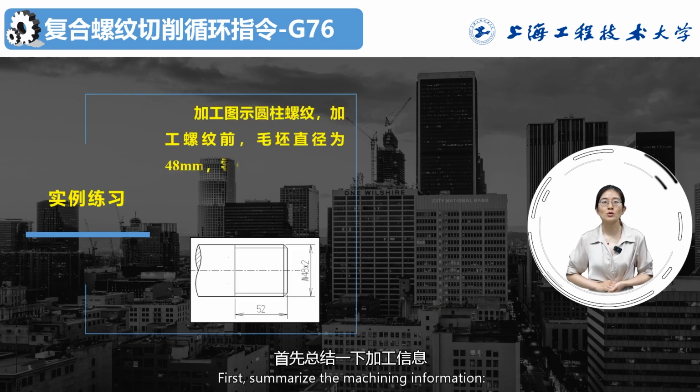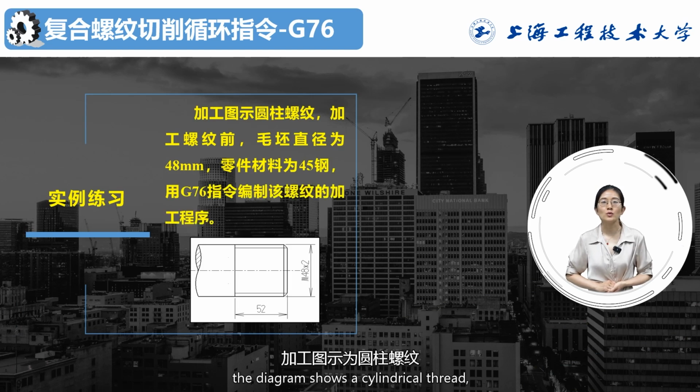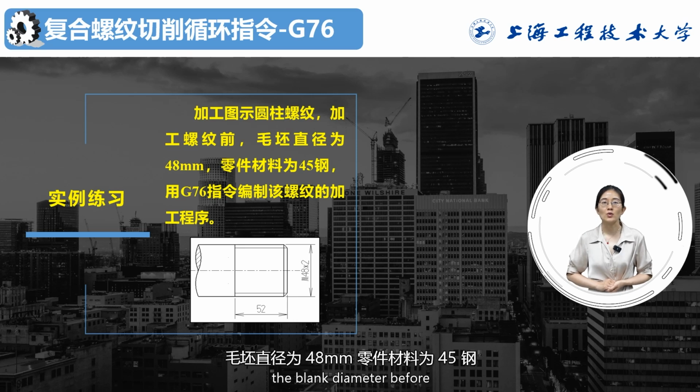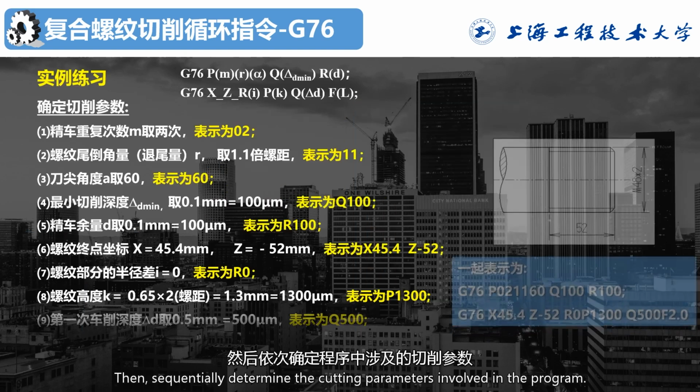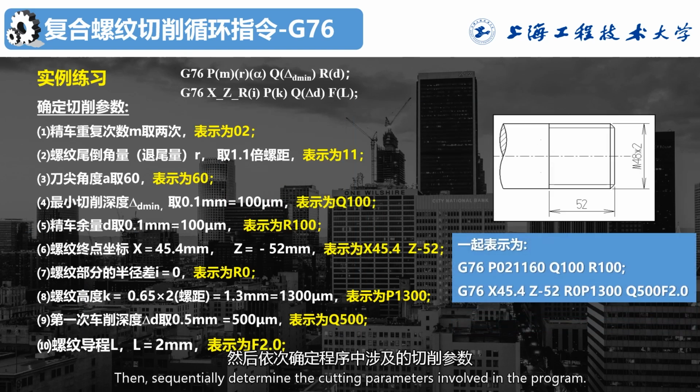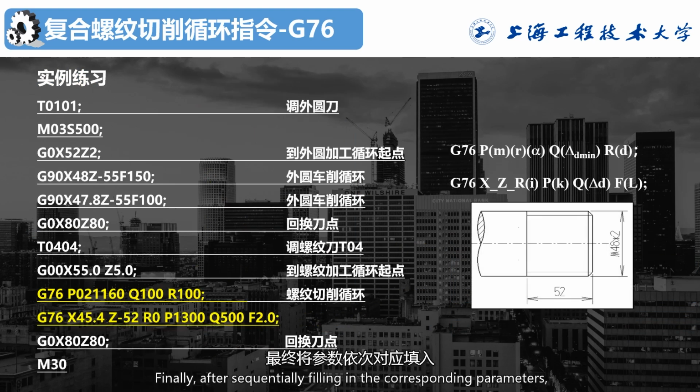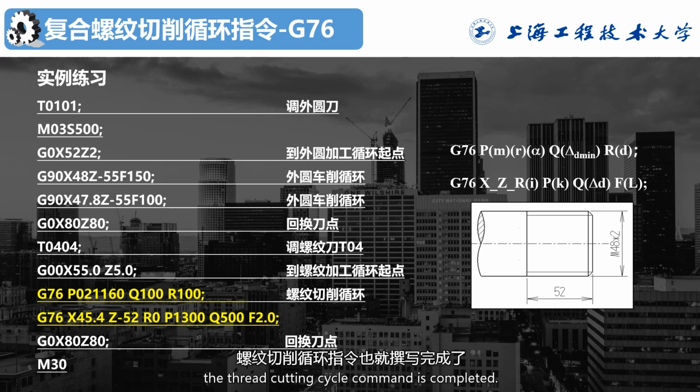First, summarize the machining information. The diagram shows a cylindrical thread, with the blank diameter before machining. The actual minor diameter of the thread can be calculated based on the parameters. Then, sequentially determine the cutting parameters involved in the program. Finally, after sequentially filling in the corresponding parameters, the thread cutting cycle command is completed.